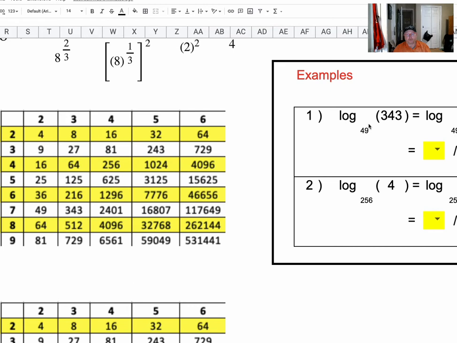Okay, so to go from 49 to 343 is 2 steps. There's 2 specific steps. I have to take that 343 and go back to 7. That requires a cube root. Then what I have to do is square it to get 49. Okay, so how does that appear in fractions?